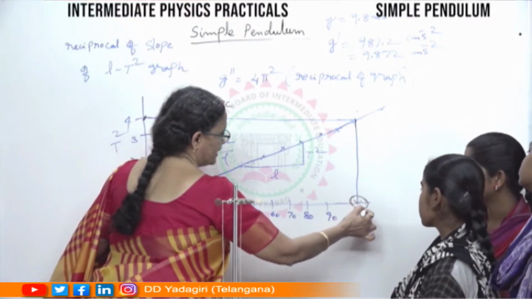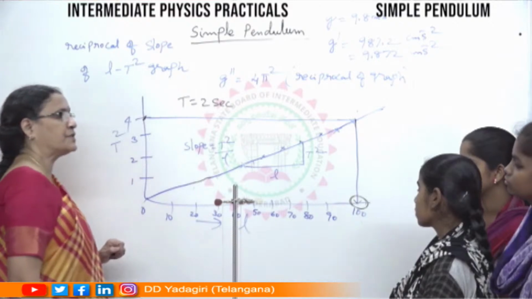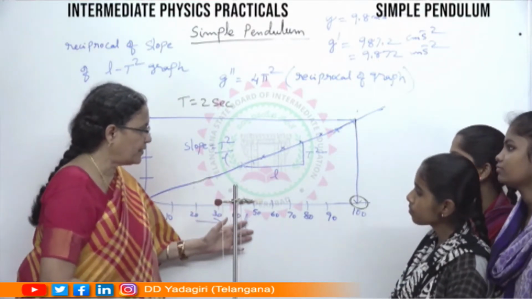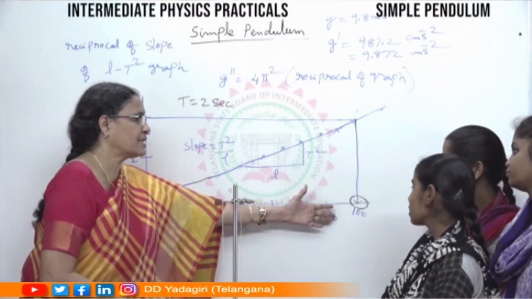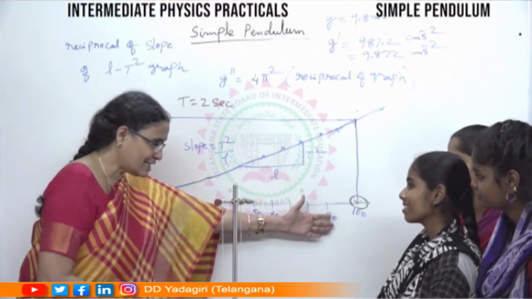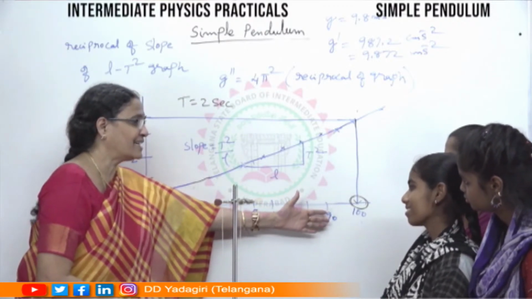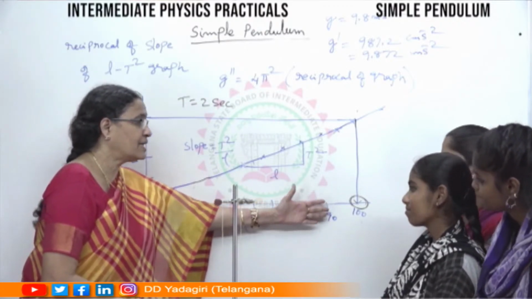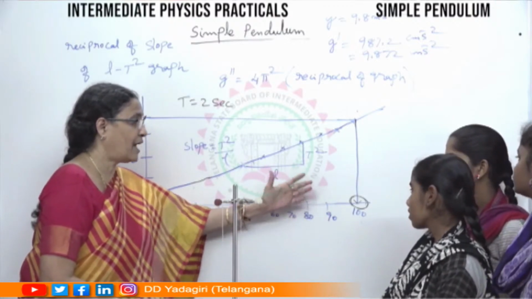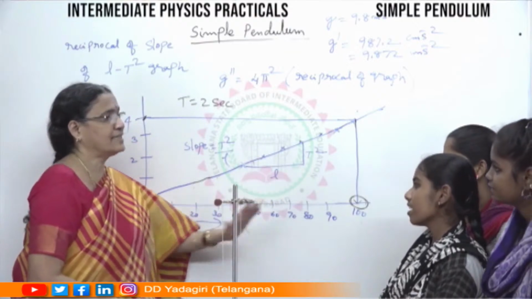This point gives you the length of the seconds pendulum. So for our graph, the length of the seconds pendulum is 100 centimeters. You must be very clear with the unit. Okay. Length of the seconds pendulum is 100 centimeters.